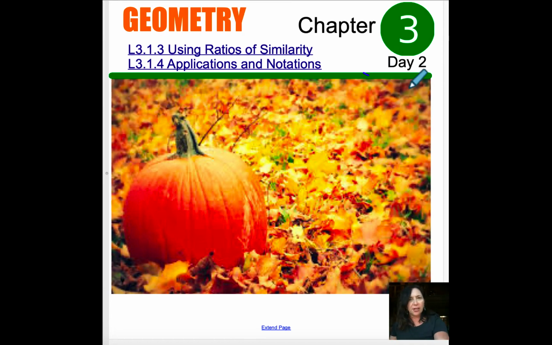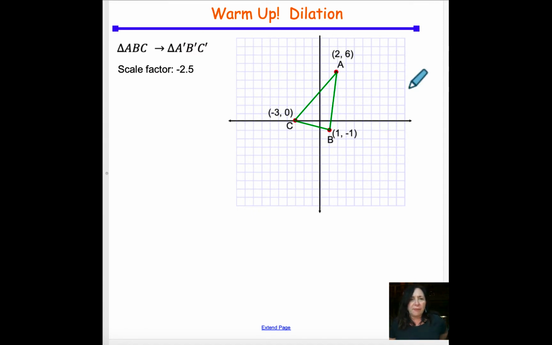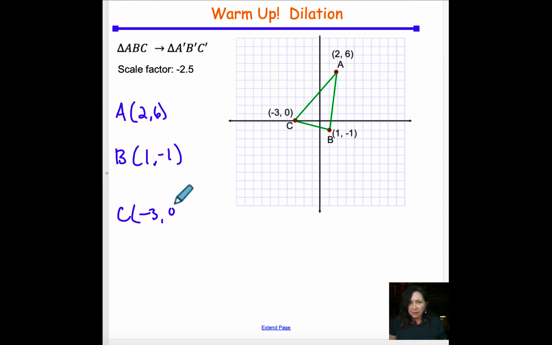So let's get started. We're going to do a little warm-up dilation, something that we did last week. We have a scale factor dilation of -2.5. So what I'd like you to do is to start off writing all the points down. We have point A, which is 2, 6. We have point B, which is 1, -1, and we have point C, which is -3 and 0.